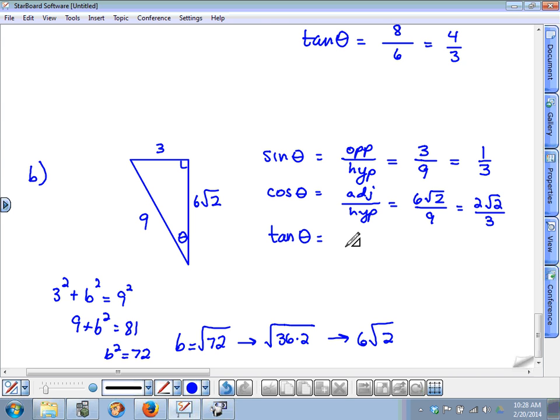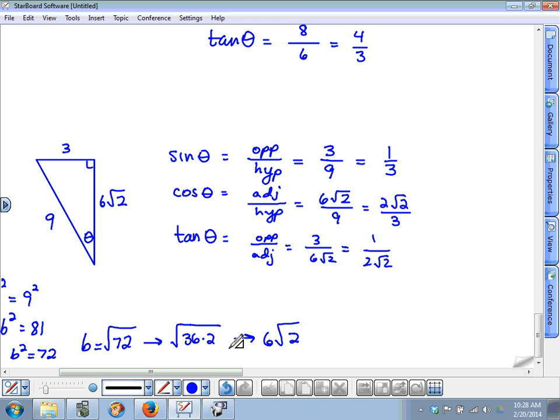Now this one is opposite over adjacent. This is 3 over 6 square roots of 2. So it's 1 over 2 square roots of 2. And I actually would have to dock maybe half a point if you left it like this. What's the problem here? The square root. We can't have a square root on the bottom of a fraction.